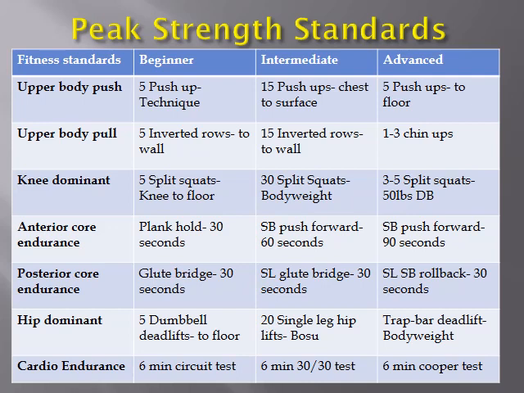As far as split squats go, 50 pounds in the goblet position with a dumbbell is what we consider to be our gold standard. As far as the anterior core or the abs, we have a stability ball push forward where their elbows are on a ball and they're pushing forward. For hip dominant, we have a trap bar deadlift, all right, and what we like to use is their body weight.